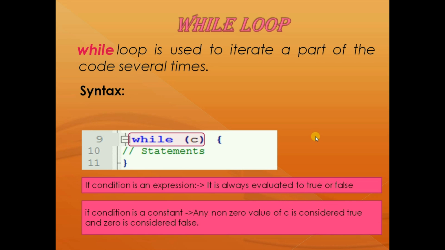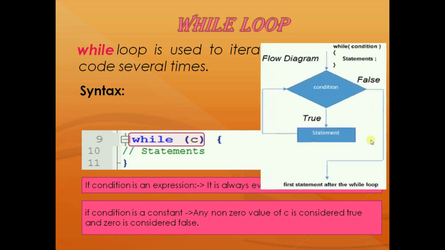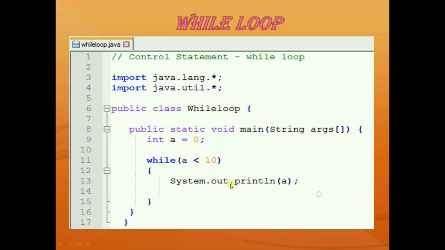And here is the flow diagram of the while loop. In this diagram, a key point of the while loop is that the loop might not ever run when the expression is tested and the result is false. The loop body will be skipped and the first statement after the while loop will be executed. So this is the flow diagram of the while loop. And now I'll give you an example which shows how to use a while loop in a Java program.